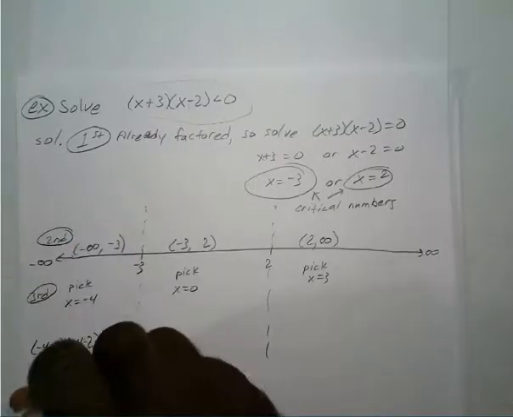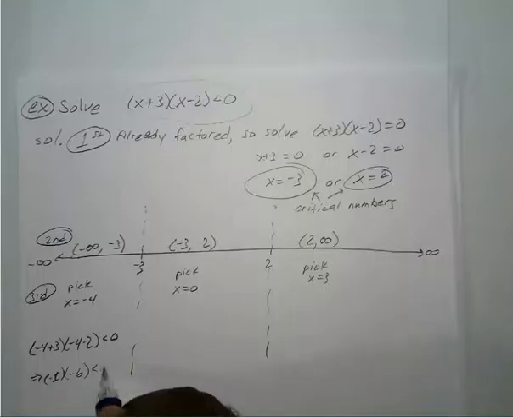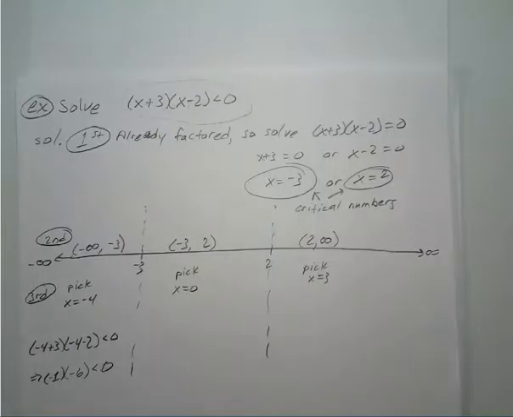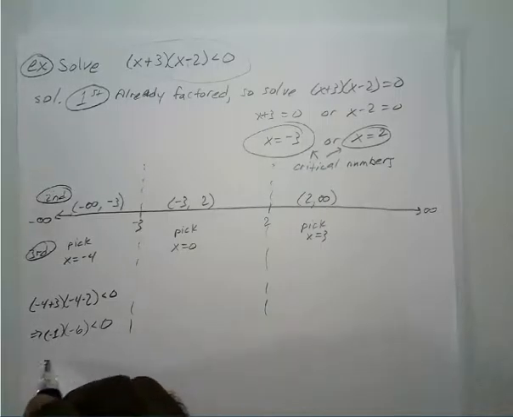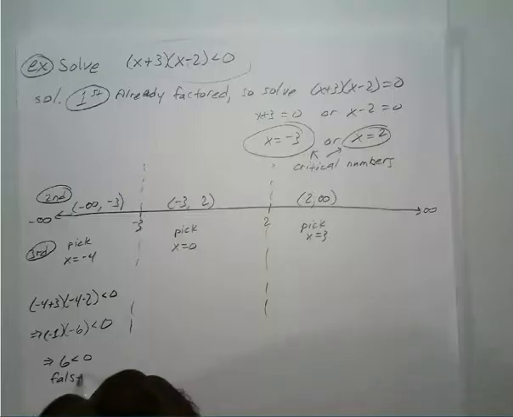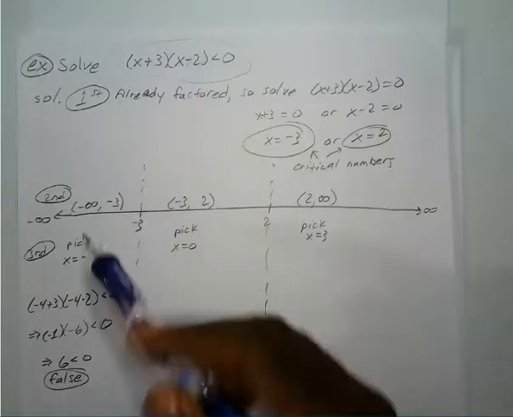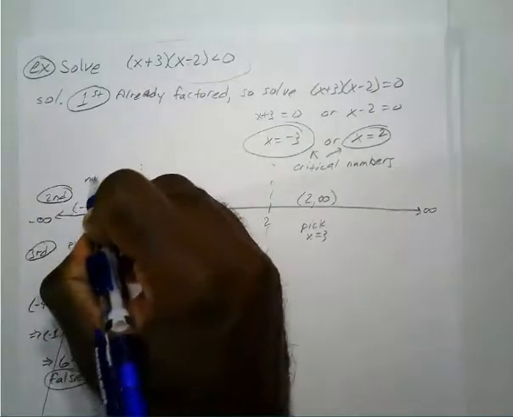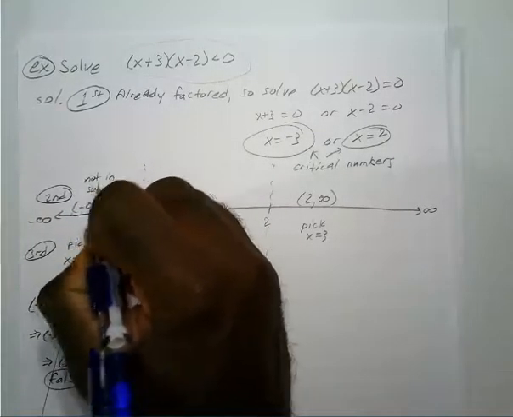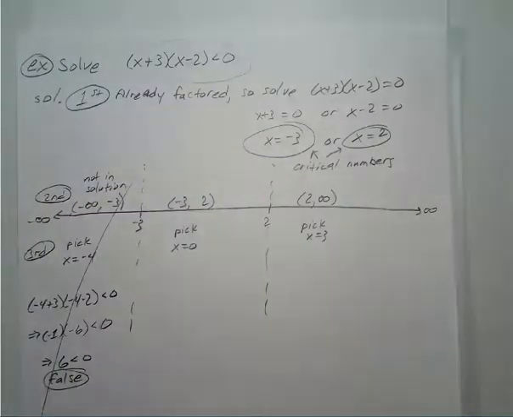Alright, slide that up a little bit. -1 times -6 is +6, so that gives us 6 is less than 0, which is false. So we know that this -infinity to -3 is not in the solution set.